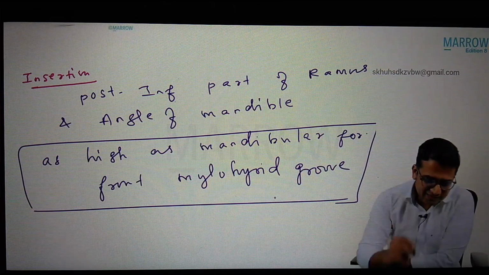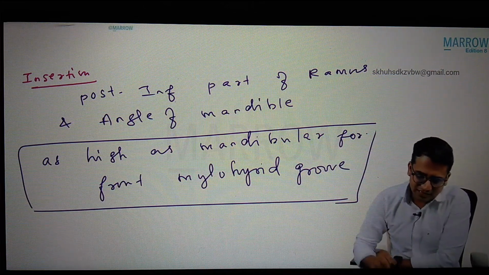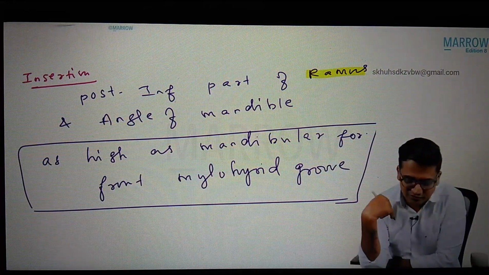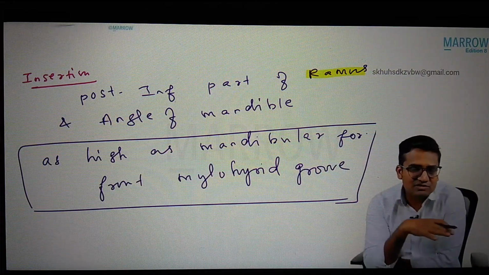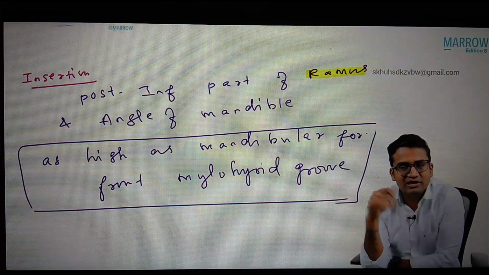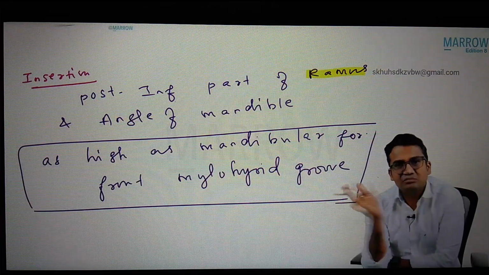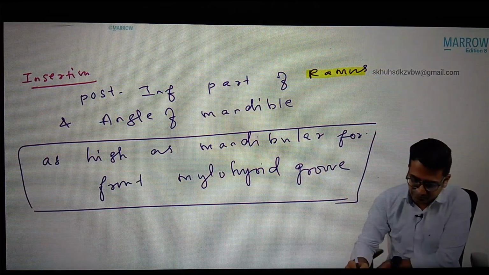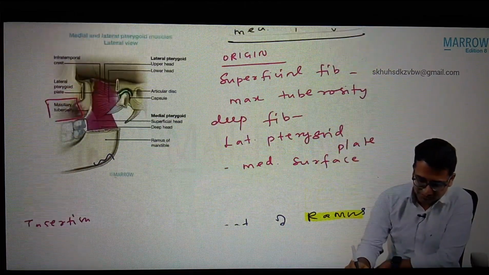The point is, just remember this muscle is attached to the inner surface of the ramus of the mandible, the posterior inferior aspect. Outer surface of the ramus, masseter muscle; inner surface of the ramus, medial pterygoid muscle. Outer surface masseter, inner surface medial pterygoid. If you remember this, that is more than sufficient. So I'm writing the exact line of insertion.